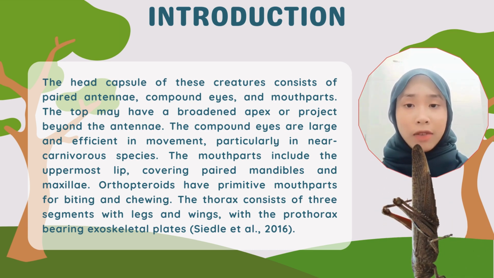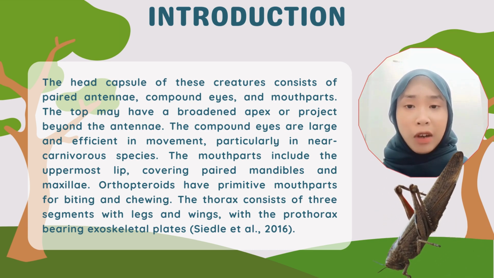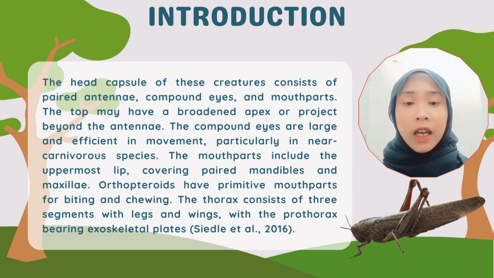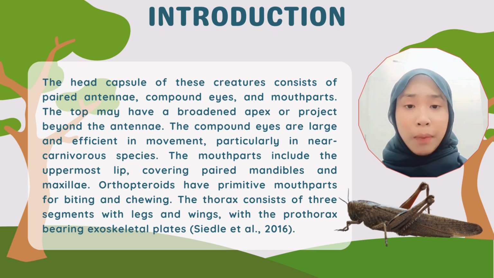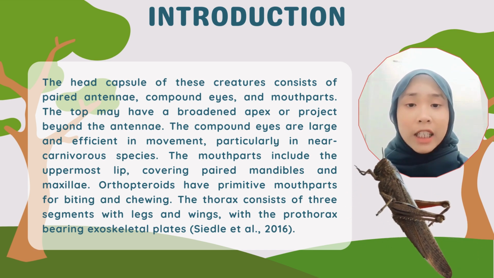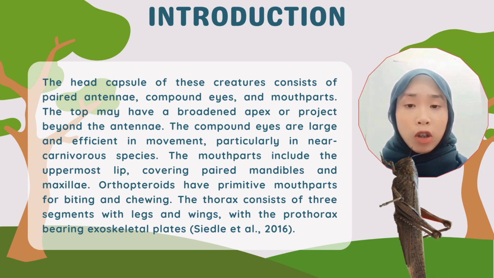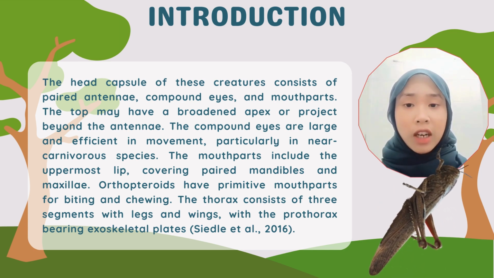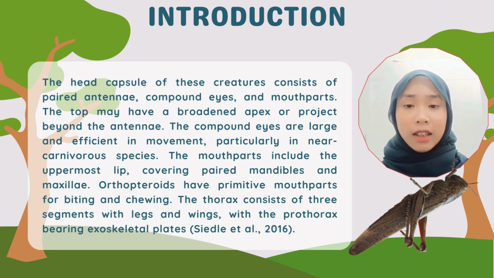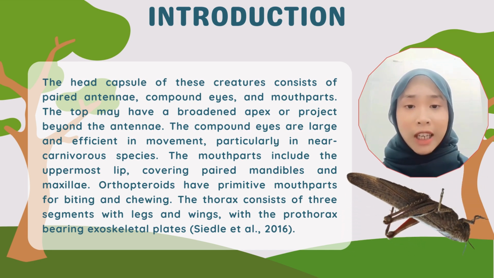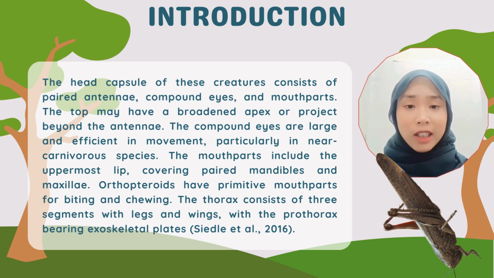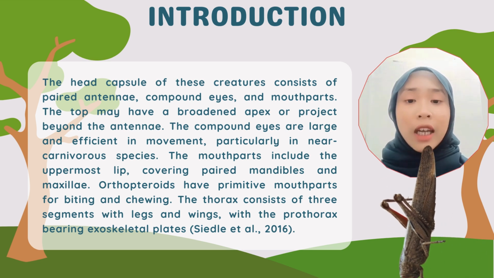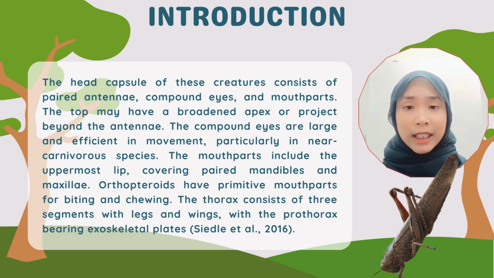Large and effective in movement, compound eyes are found in nearly all carnivorous animals. The upper lip, which covers the paired mandibles and maxillae, is one of the mouth parts. Orthopteroids may bite and chew with their rudimentary mouth parts. The prothorax bears exoskeletal plates, and the thorax is divided into 3 segments that include legs and wings.